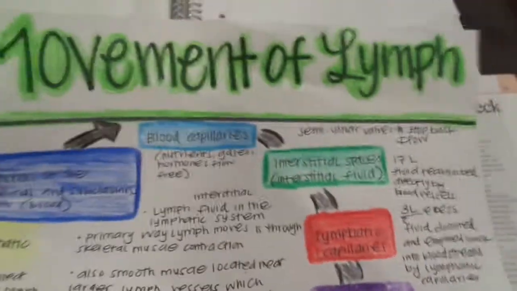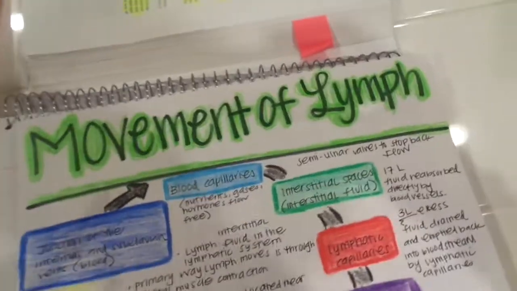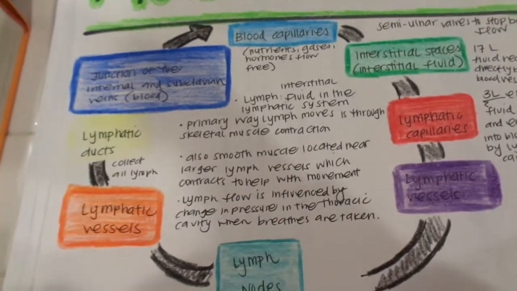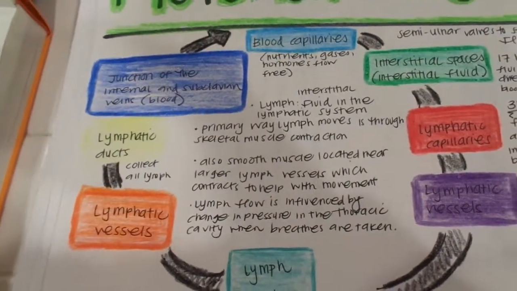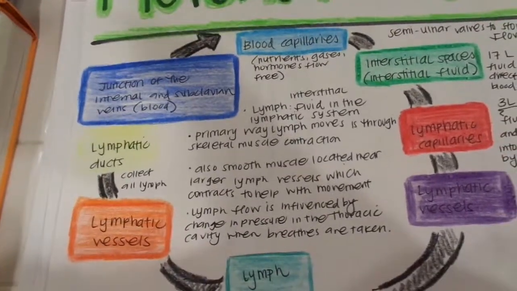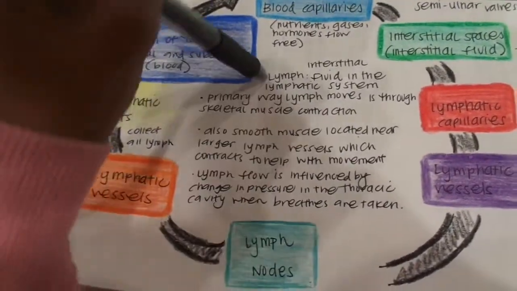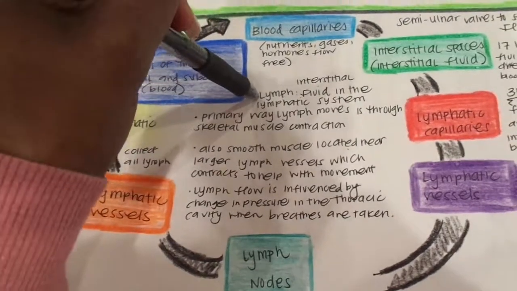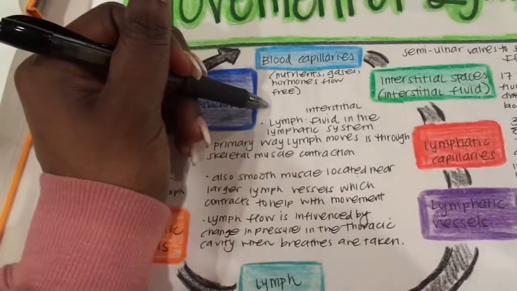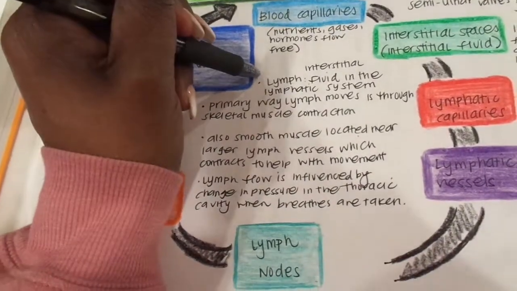Okay, so what I did here is I actually have a diagram showing the movement of the lymph. It kind of gives a nice illustration of how the lymph moves through the lymphatic system. Basically, lymph is fluid in the lymphatic system. So plasma in the circulatory system, once it enters the lymphatic system, that same fluid is considered lymph.